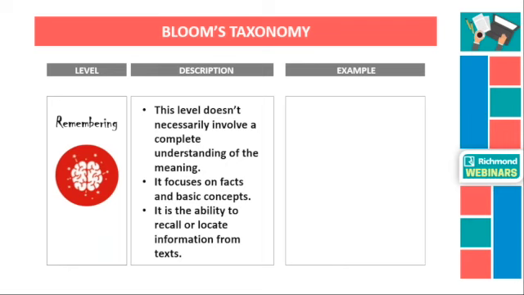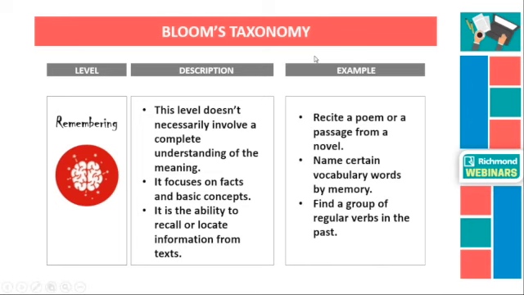No worries. Okay. Remembering, it says, this level doesn't necessarily involve a complete understanding of the meaning. It focuses on facts or basic concepts. It's the ability to recall or to locate information from different texts. And basically, as a first stage, here you might ask students to recite something that was previously taught, or maybe quote some information from memory.